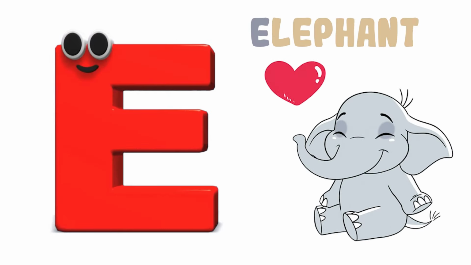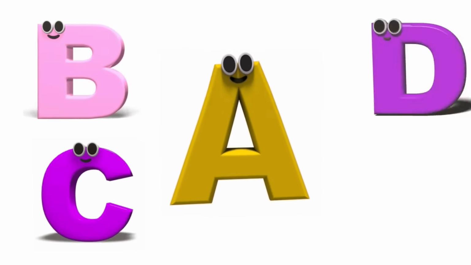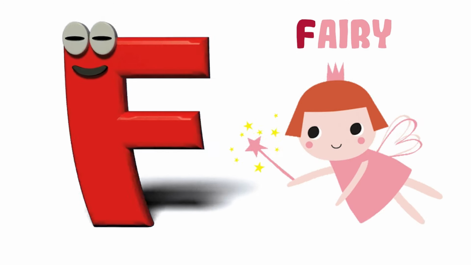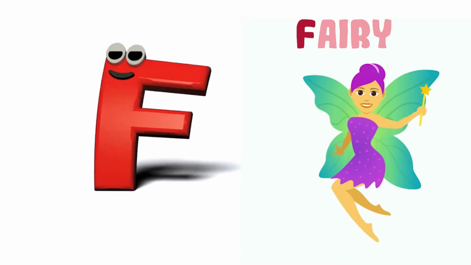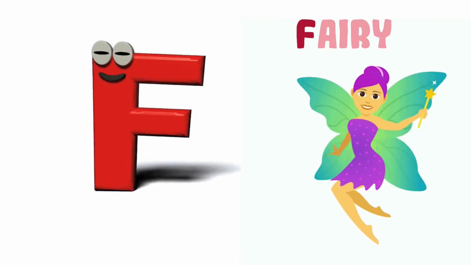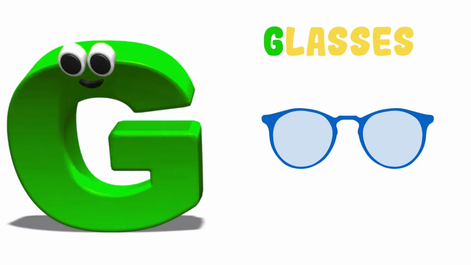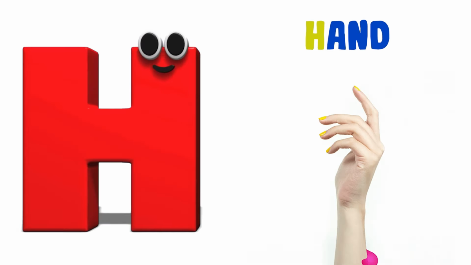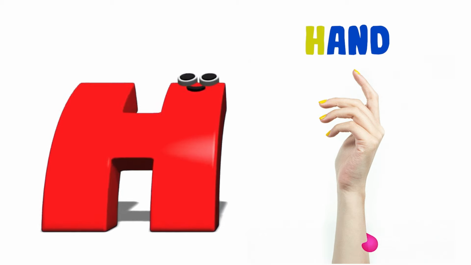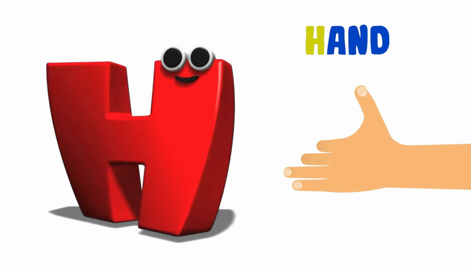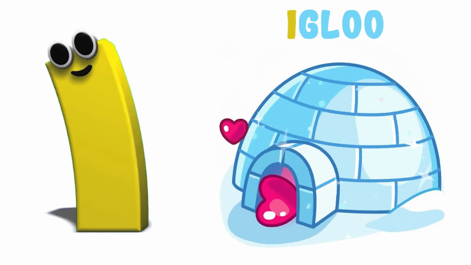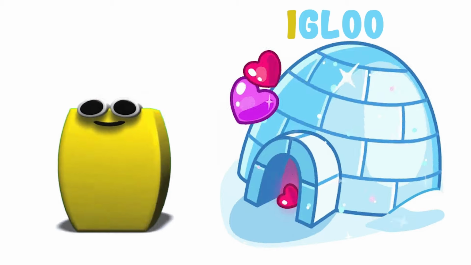E, elephant. F is for fairy, f, fairy. G is for glasses, g, g, glasses. H is for hand, h, h, hand. I is for igloo, i, i, igloo.